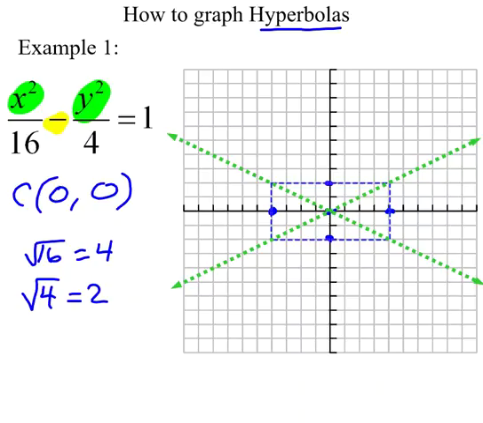Next thing, I have to determine whether this is a left-right hyperbola or an up-down hyperbola. Because I have x as my positive, that means I will cross the x-axis. So this is a left-right hyperbola. If it had been y squared as the positive and x squared as the negative, then it would be an up-down. So let me show you what a left-right hyperbola looks like.